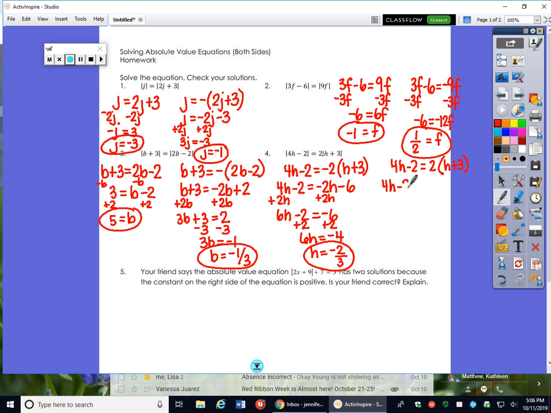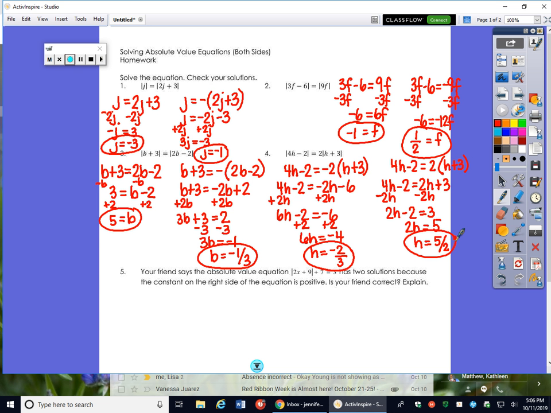4h minus 2 equals 2h plus 3. I'm going to subtract 2h. So 2h minus 2 equals 3. We're going to add 2. It'll give you 5, and h is equal to 5 halves. So we're going to go back and check to see if those work.